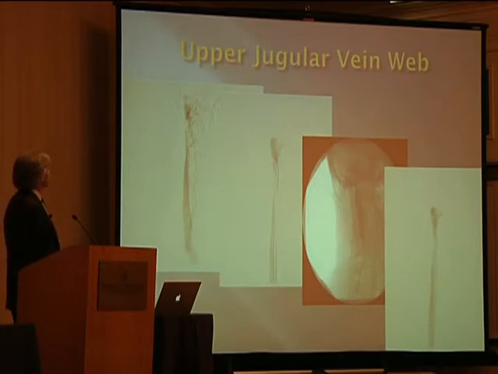Webs, again, are little films of tissue that can cross the vein. In this case, initial injection shows collateralization via the vertebral venous system. Injection a little bit lower down shows this doesn't really project very well, but sort of a transverse web, what appears to be a web. After dilatation, it looks much better.